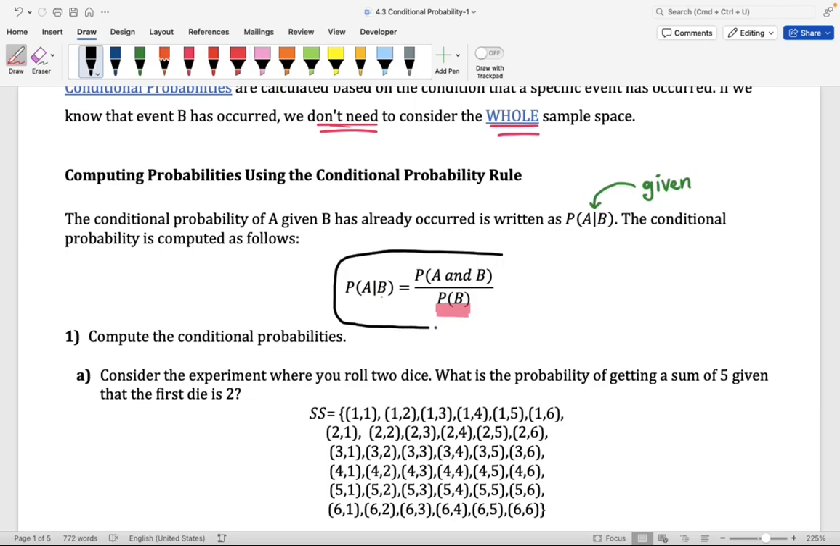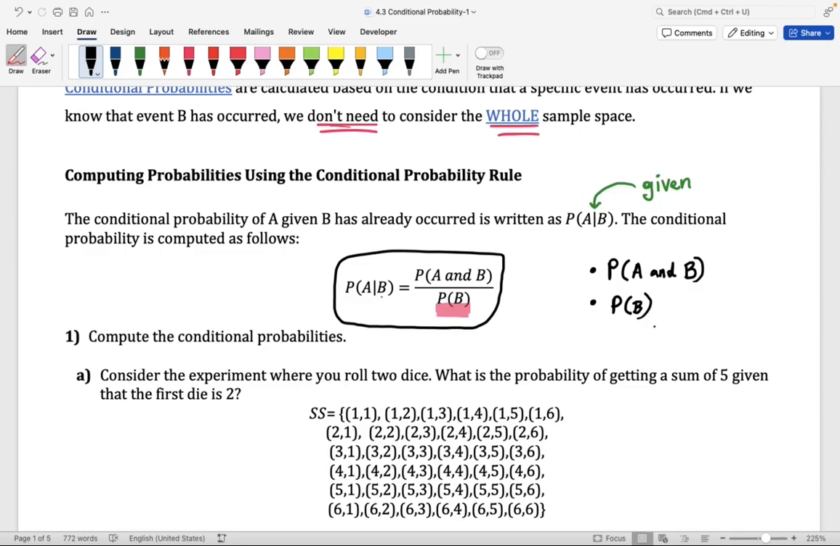If we're computing the probability of A given B, we're going to use this formula. To use this formula, we're first going to need to find the probability of A and B. Then we're going to need to find the probability of B. Okay. Once we have those values, then we can simply take our answer for the probability of A and B divided by our answer for the probability of B.